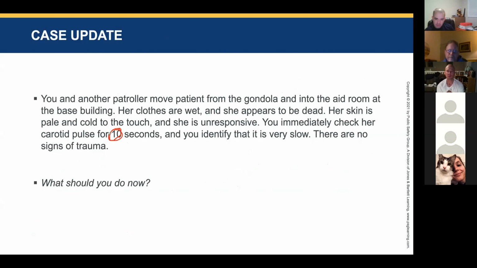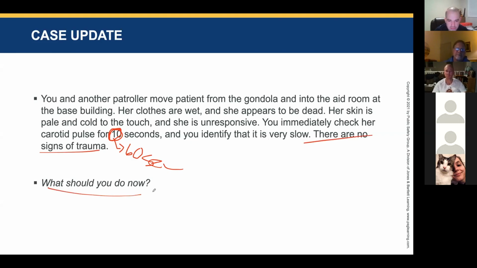One minute. Yeah. We want to check for at least 60 seconds. I don't know how you identify a pulse for 10 seconds and determine it's slow. I mean, it's so slow that you're feeling a beat once every 15 seconds, right? So, we want to check for 60 seconds. So there's no signs of trauma. So what do we want to do now?